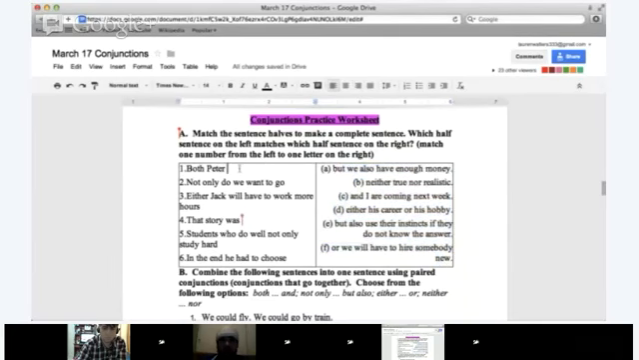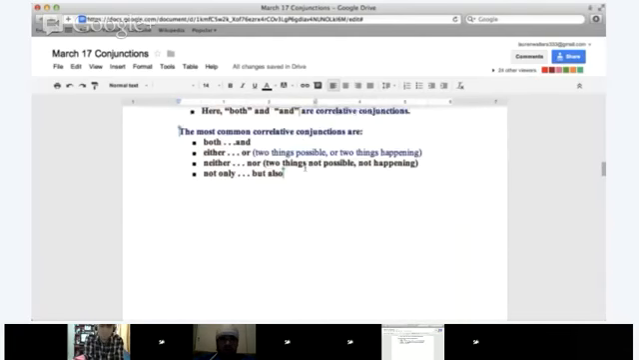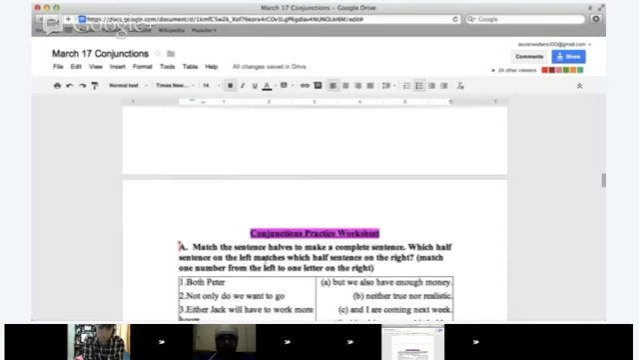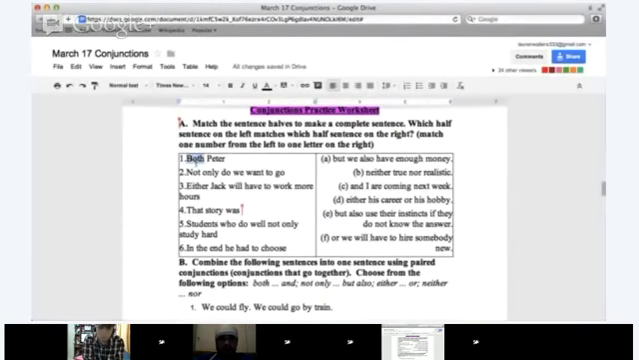Okay. So here's an example, okay? Both Peter, so if you start with both, you can go up here and say, well, both goes with and, right? So you wouldn't have both Peter, either his career or his hobby, for example, because that just doesn't make sense. The pair of conjunctions don't go together. But you could have both Peter, what would go with number one?